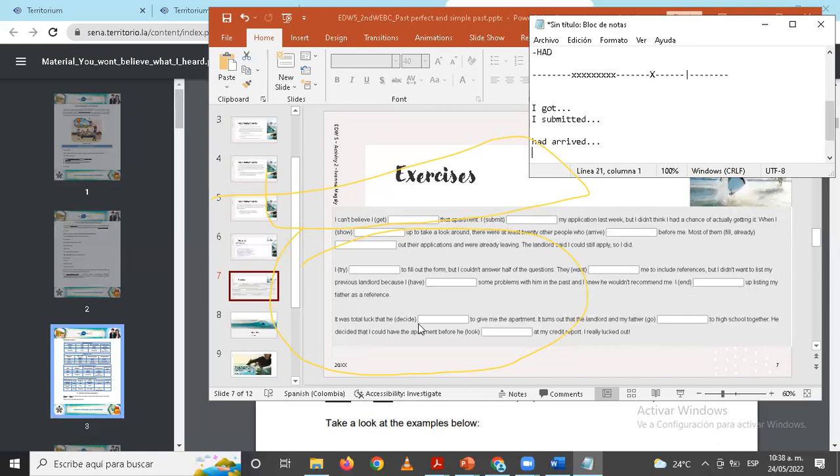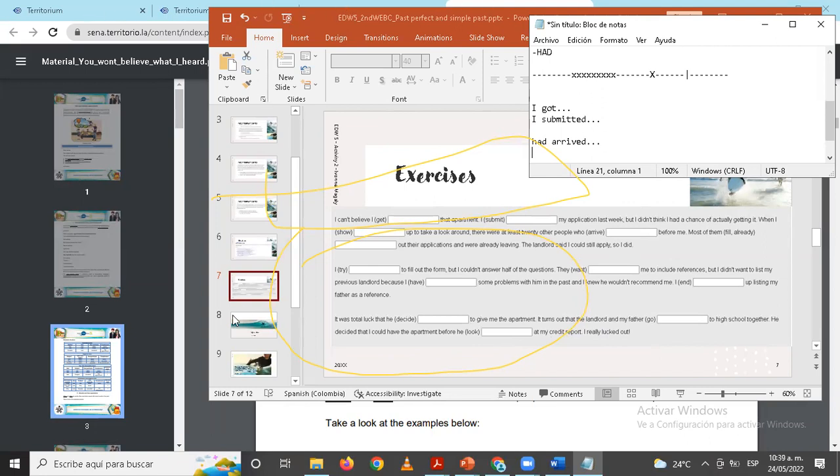It was a total luck that he decided to give me the apartment. It turns out that the landlord and my father went to high school together. He decided that I could have the apartment before he looked at my credit report. I really lucked out.